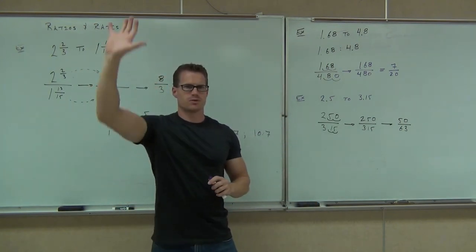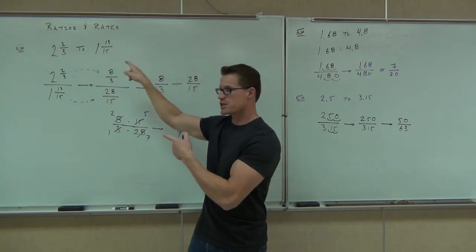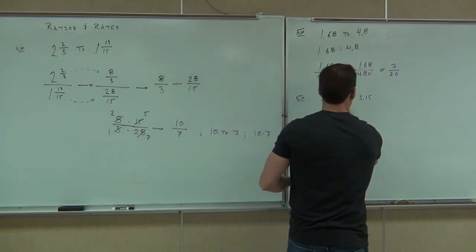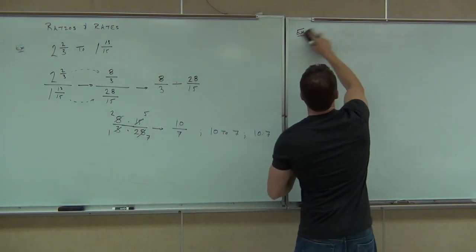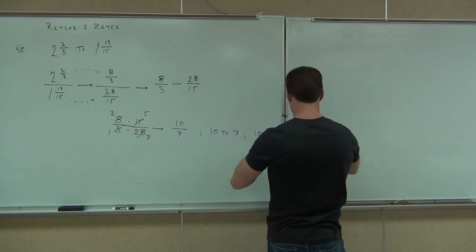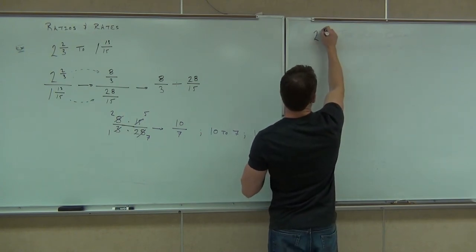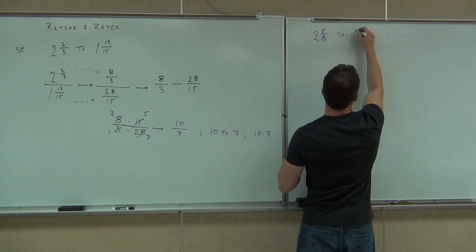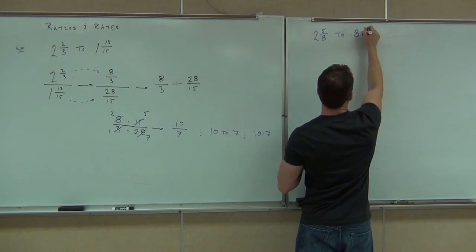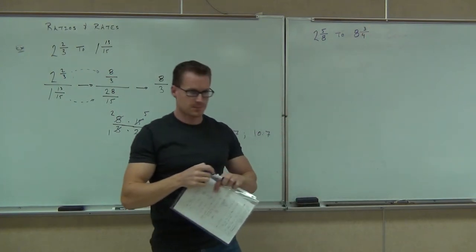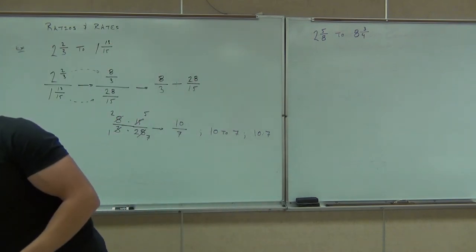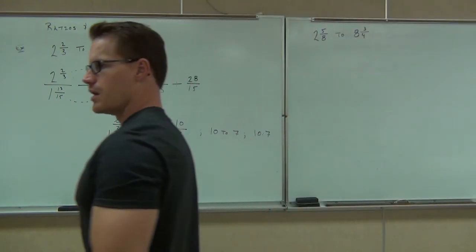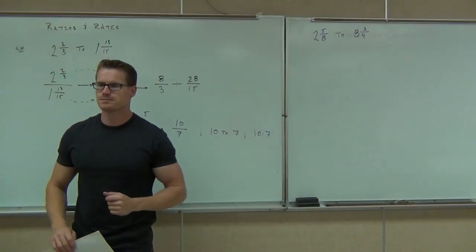How many people feel okay with doing these so far? Good. I'm going to give you one on your own, just like this one. Practice it. Then we'll move on to rates. I'd like you to simplify this ratio, 2 5/8 to 8 3/4. So again, remember, we're writing that as a fraction first. Then we're changing it to an improper fraction. Then we're doing our division.